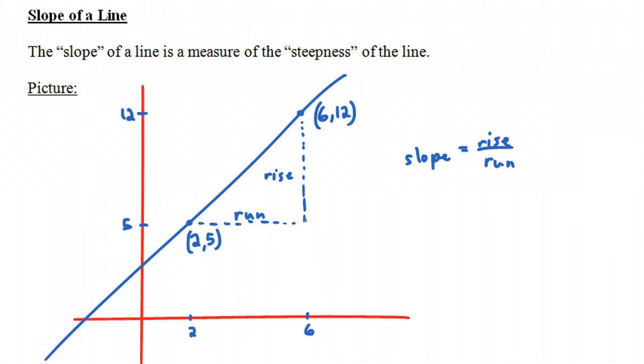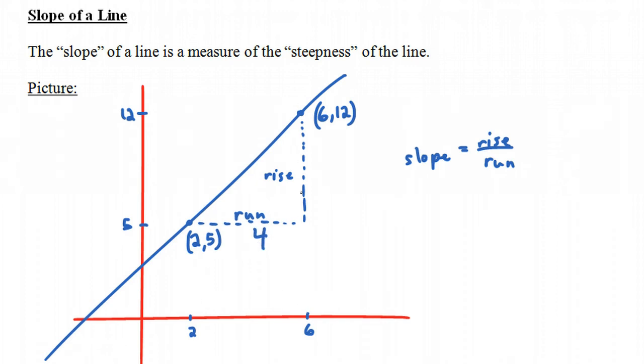So what is the run in this case? Well, you notice that the run is the distance between 2 and 6. You have to run from 2 to 6. And what is that distance? Well, of course, it's 4. Now, how did we get 4? We just do 6 minus 2, that's 4.